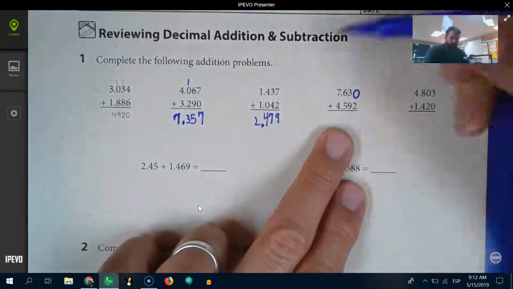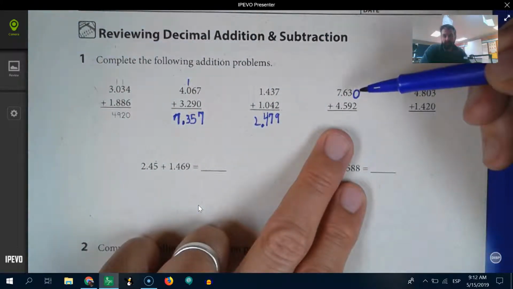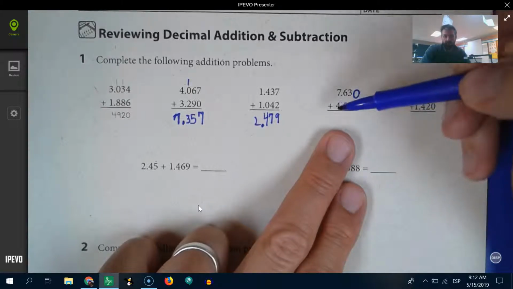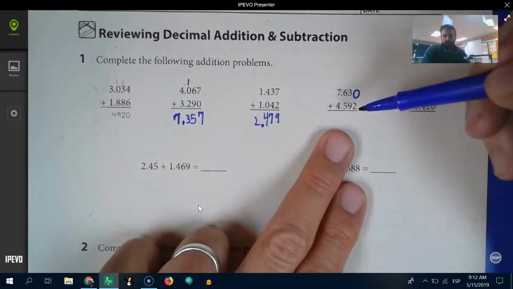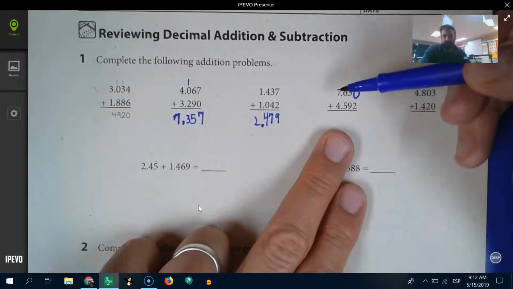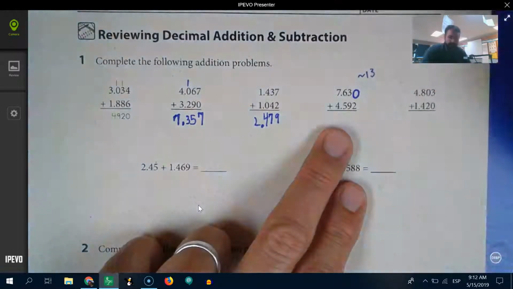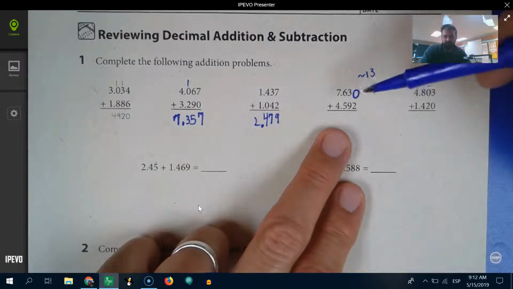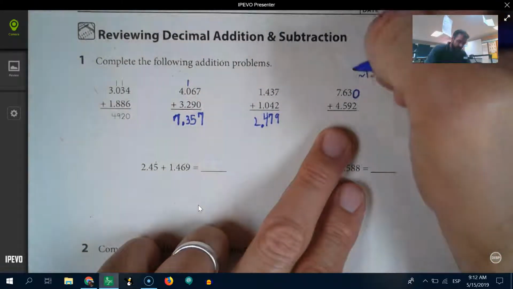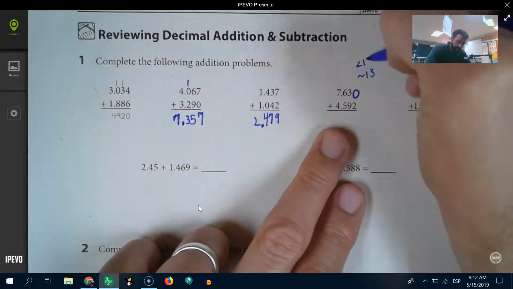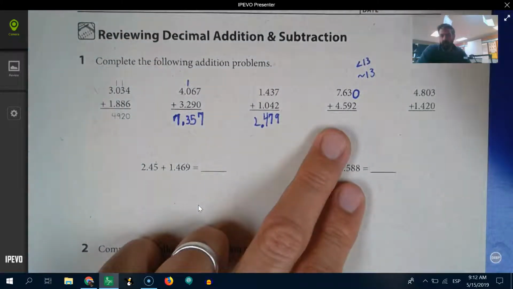So that's a 4. Okay, so we have 7 and 630 thousandths, we have that 0, plus 4 and 592 thousandths. If I round, this is 8, 5, so I'm going to be around 13. Should it be a little less? It should be less than 13. So let's see how this goes.